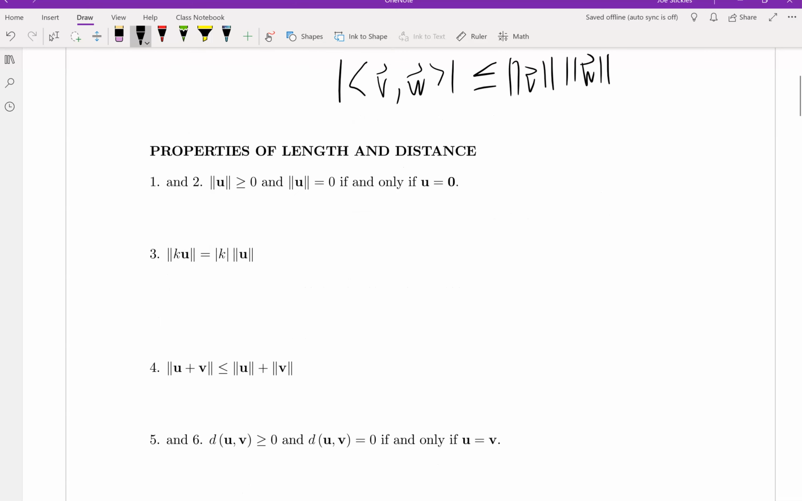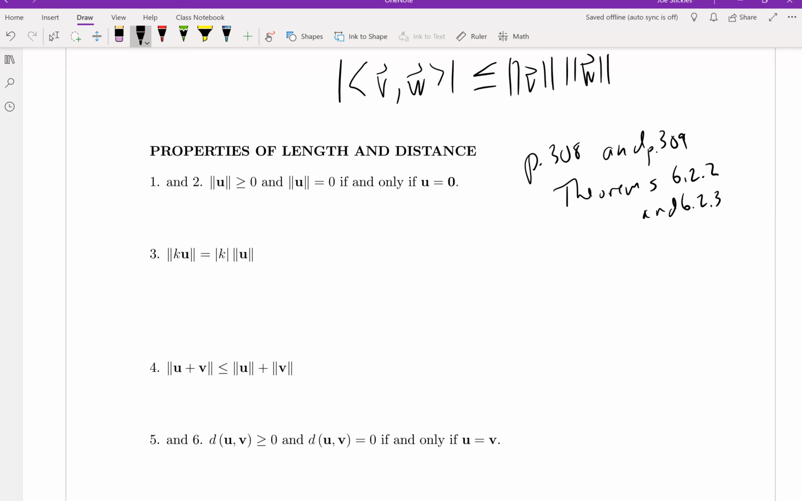So along these lines, let's look at some properties of length and distance. This is on page 308 and 309 of your text, and specifically these are theorems 6.2.2 and 6.2.3. They're related to each other because we're talking about the properties of magnitude, properties of length, and distance is defined in terms of length. So these properties 1 and 2 go together. They say that the length of a vector, the magnitude of a vector, is always non-negative, and the only way it can be 0 is if the vector started out to be 0.